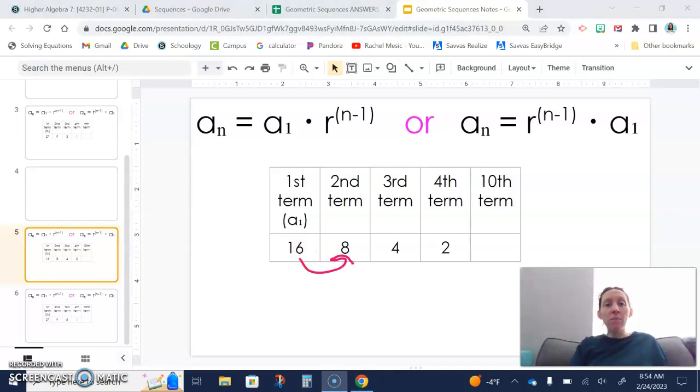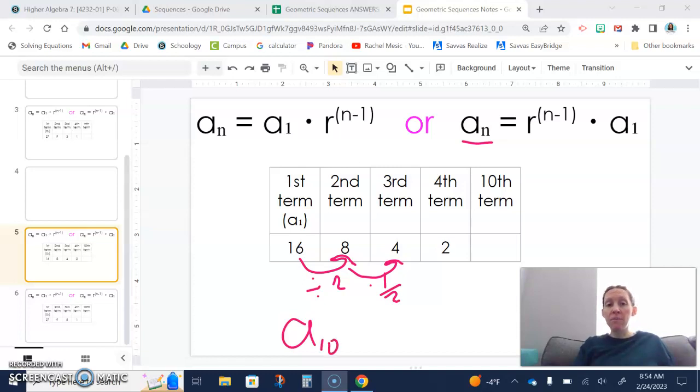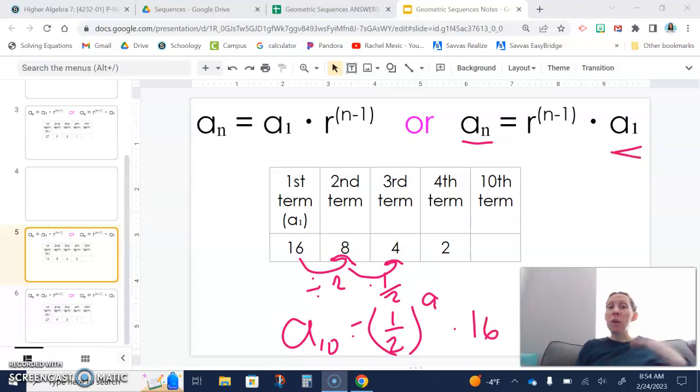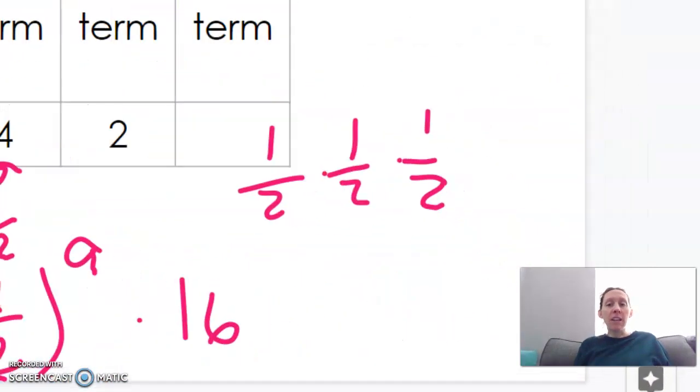All right, so we are dividing by 2 over and over and over, which is the same thing as multiplying by 1/2. So for our equation, if we're looking for the 10th term, we're going to do 1/2 times itself 9 times, and then times our starting number, which is 16. So way back in the day when I did this, I kind of was thinking it's 1/2 times 1/2 times 1/2. Keep on doing that 9 times.